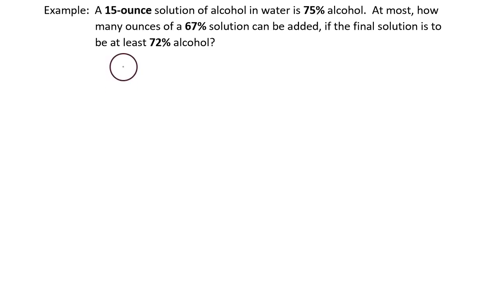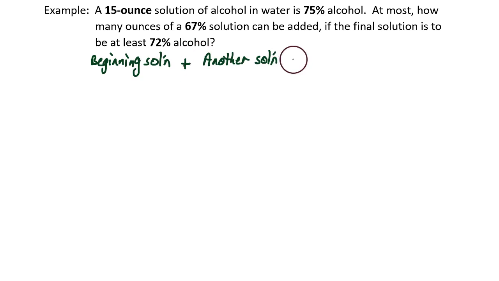Let's make sense of the situation. We have a solution to begin with. My abbreviation for the word solution is SOL'N. We're told that we're adding another solution to the beginning solution. And we're told that that creates a final solution.